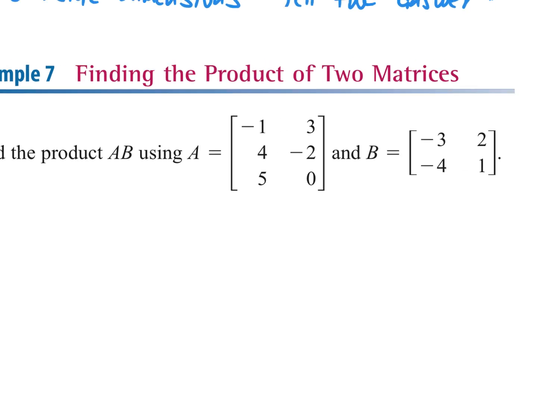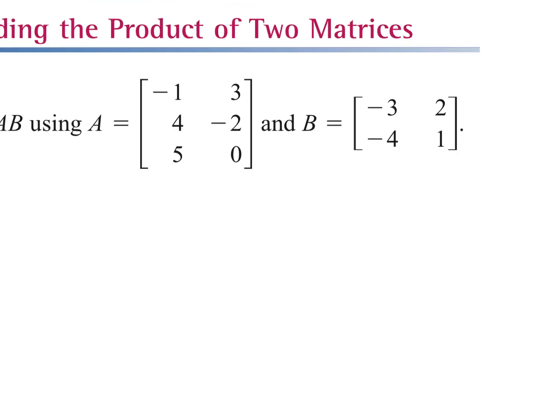So what did I tell you to do? First, let's find the dimensions. What is the dimensions of A? Row by column. It's 3 rows by 2 columns, correct? All right, what are the dimensions of B? Row by column. It's a 2 by 2.